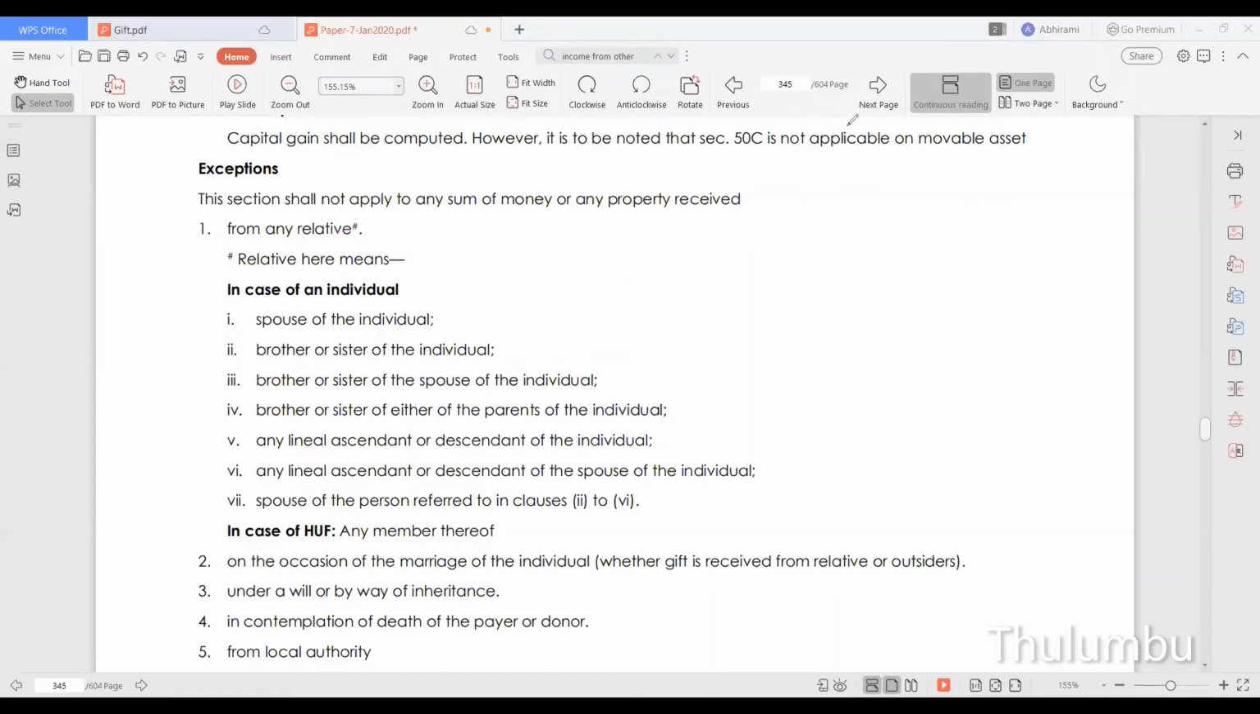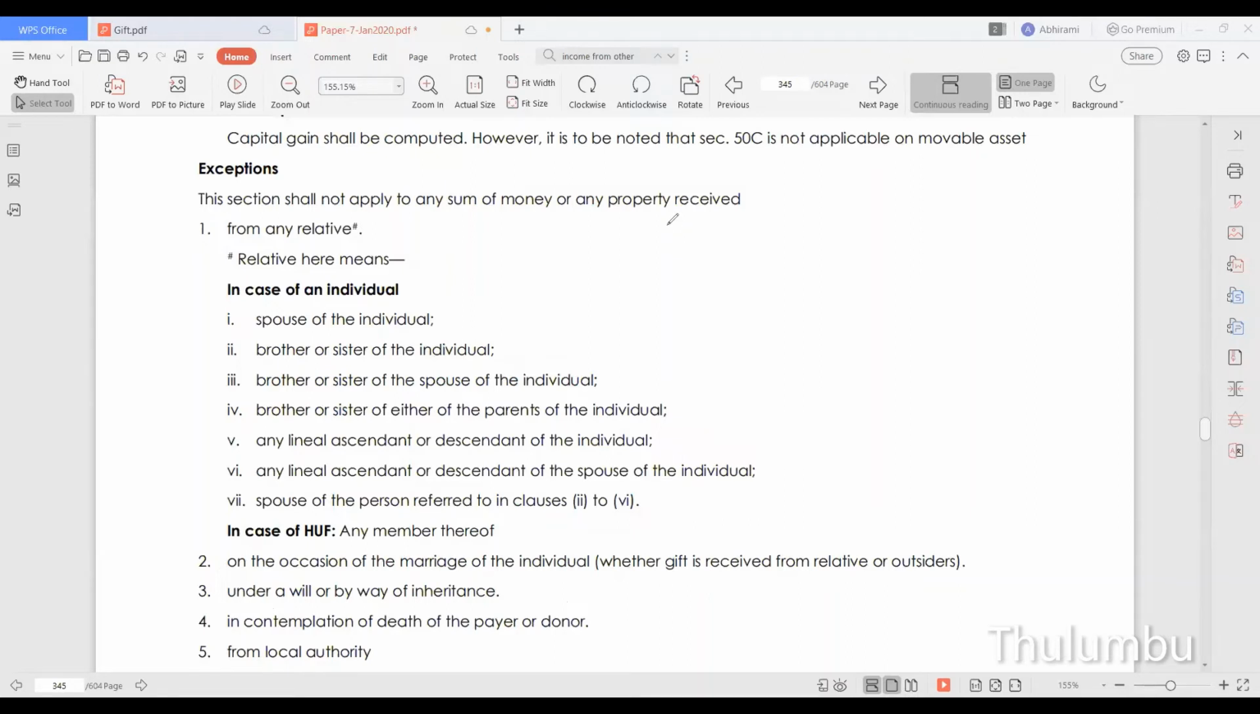Next is under a will or inheritance. So உங்களுக்கு will மூலியமா வந்திருக்கு. So சொத்து வந்து தாத்தாக்கு அப்புறமா அந்த மாதிரி ஏதாவது பில்லோ இல்ல வேற யாராவது எழுதி வச்சிருக்காங்க உங்களுக்கு willனா it is exempted. In contemplation of death of the payer or donor. உங்களுக்கு தரக்கூடிய அந்த டோனர் வந்து அவர் இறந்துட்டாரு அதனால உங்களுக்கு வருது அப்படின்னா it is also exempted.